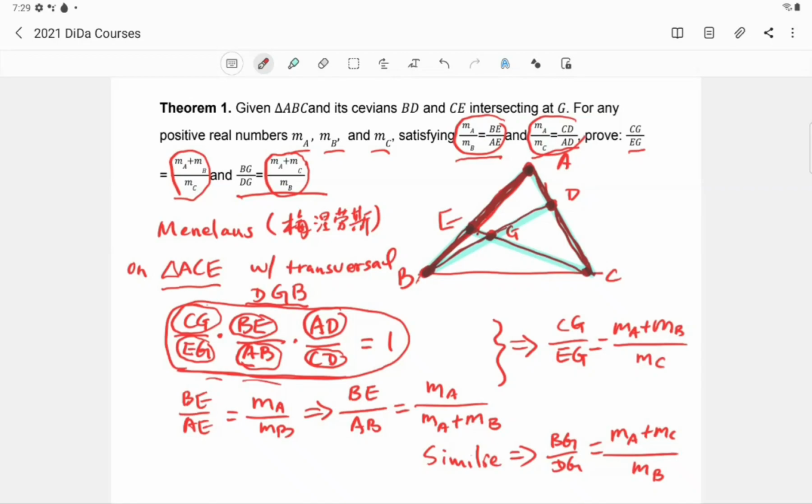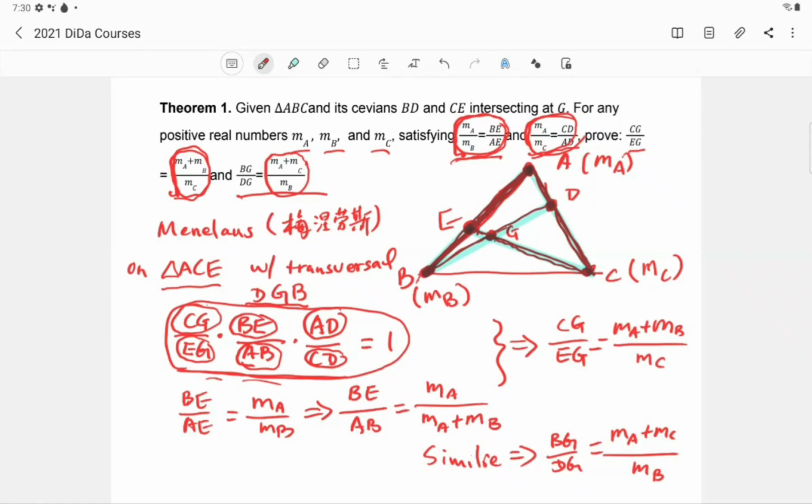Now, what does the theorem say? Essentially, if you assign the mass MA to point A, and then MB in such a way that it balances around E because of this ratio, and also make the masses at C satisfy this ratio, balancing around D, then CG over EG is this ratio. So remember, that's exactly what we did.